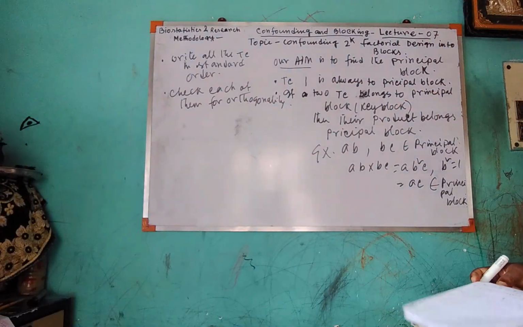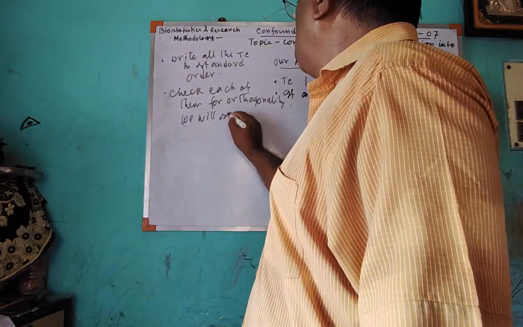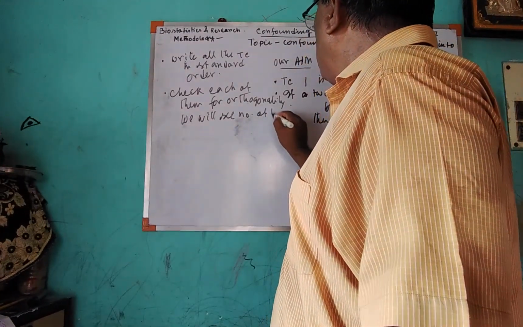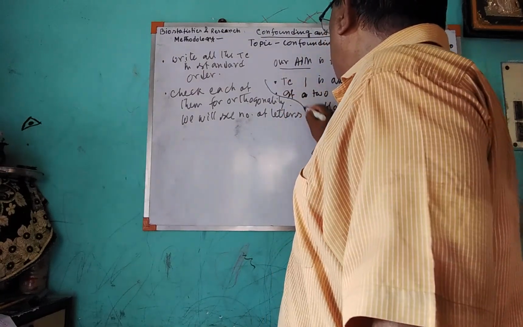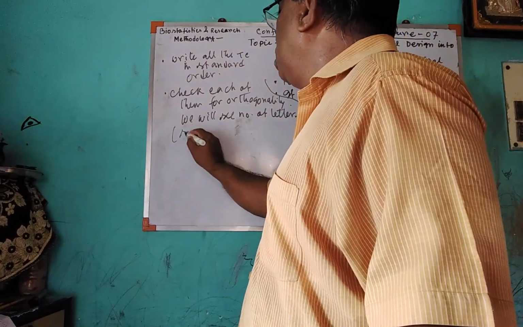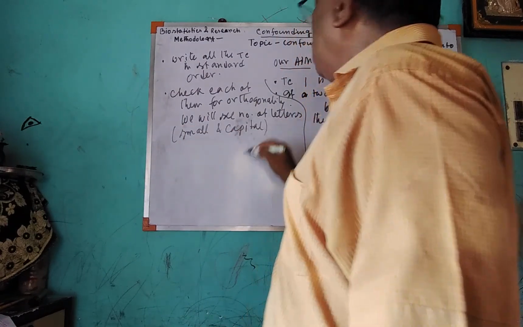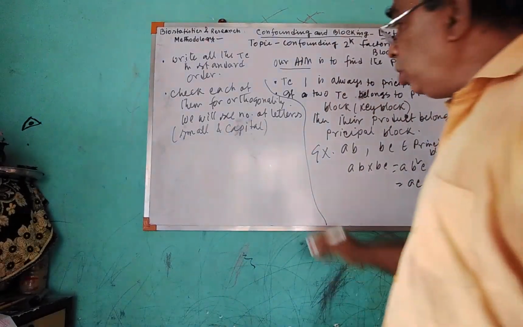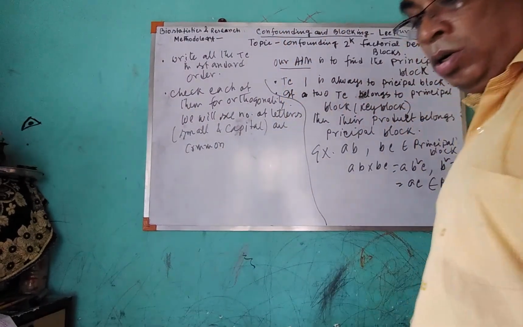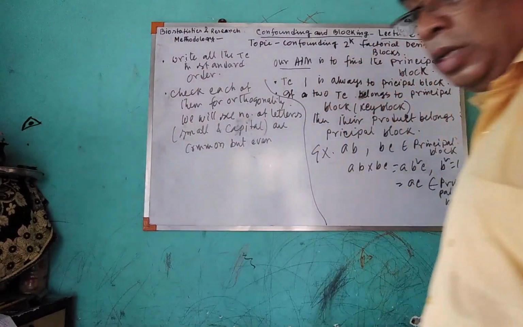We will see how to get orthogonality. We will see the number of letters, small and capital. Try to understand very carefully. If the number of letters, small and capital, that are common is even, then it is orthogonal.